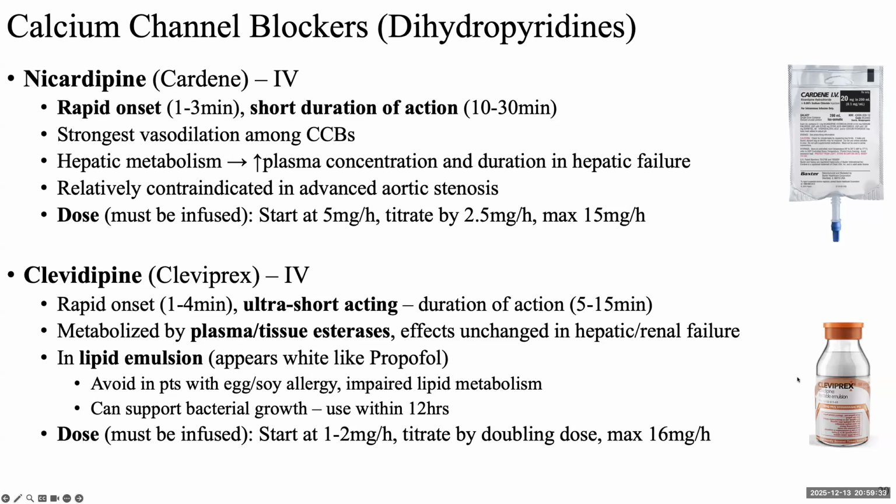Watch out in people who have impaired lipid metabolism. It can support bacterial growth, so you want to use it within 12 hours of being drawn up. And again, the dose, it must be infused. You start at a dose of 1 to 2 milligrams per hour, and you titrate by just doubling the dose. So you can start at 1, go to 2, go to 4, go to 8. Your max dose is going to be 16 milligrams per hour.